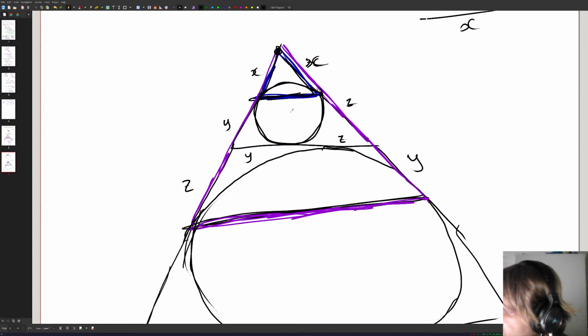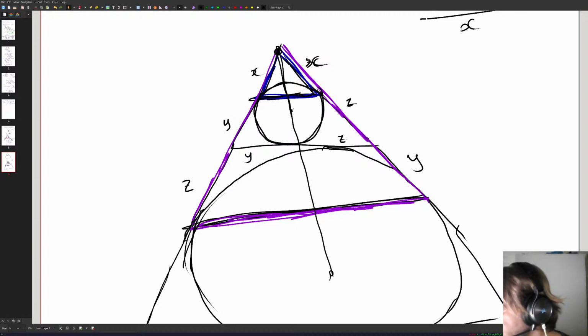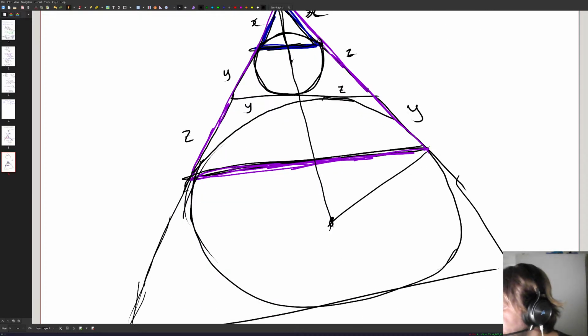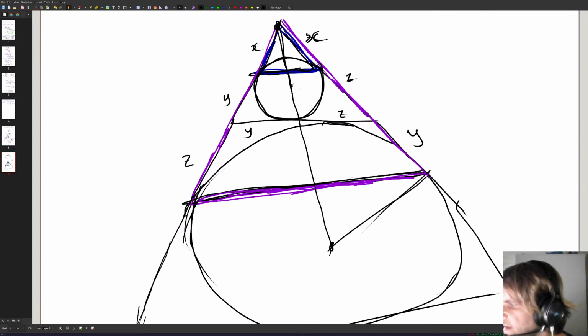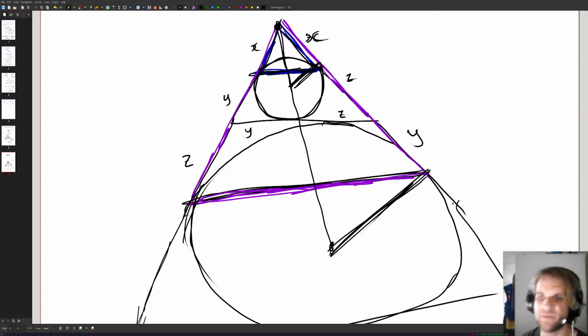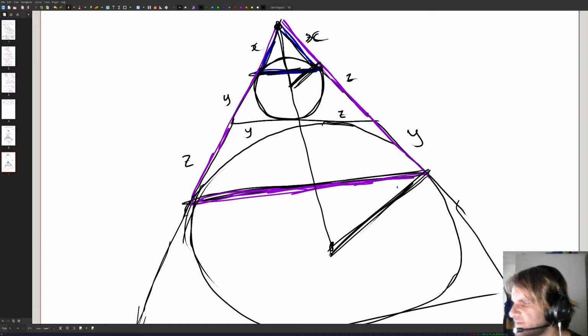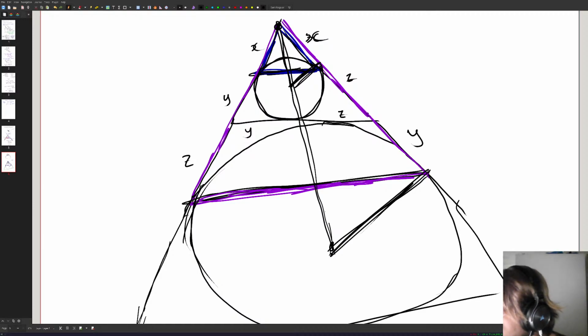Actually, maybe the other important thing is that the centers of these circles are both on the angle bisector. So if I draw in that radius and that radius, actually, yeah, fine, it is true. What I wanted to say is true. But I think it's because we do need this fact that the centers of these circles lie on the angle bisector.